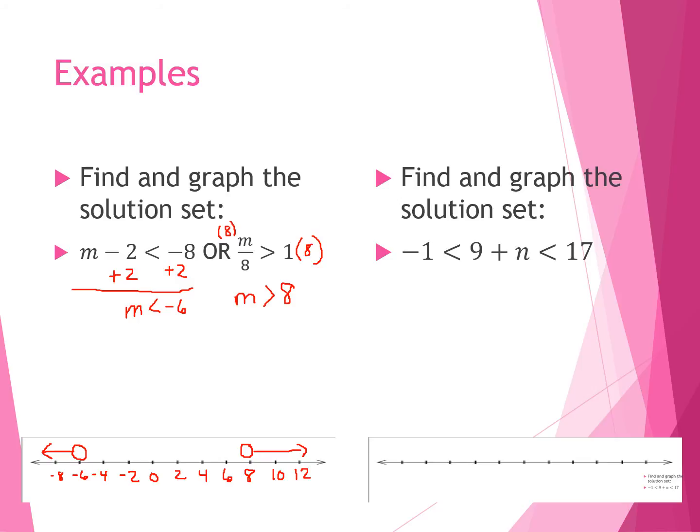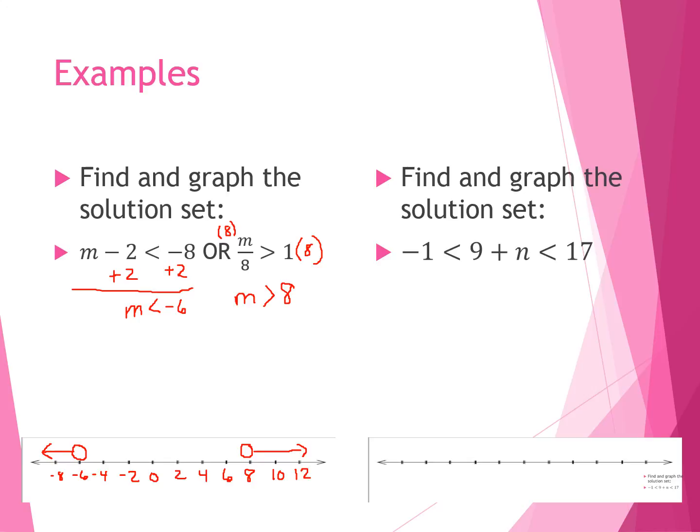I set up my number line going up by 2's. I have open circles at both -6 and 8, and I have arrows going in their appropriate directions. M is less than -6, so I'm going down from -6. M is greater than 8, so I'm going up from 8.